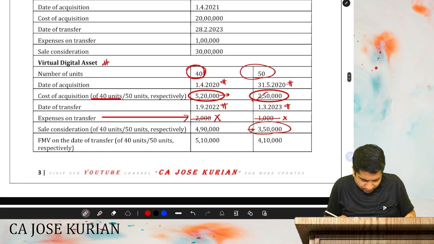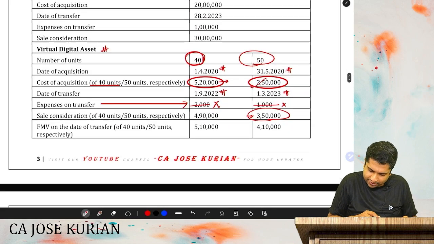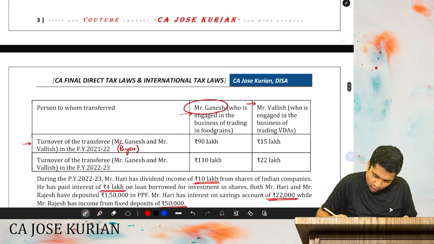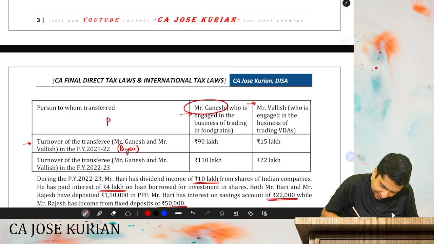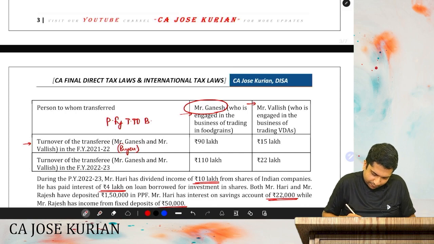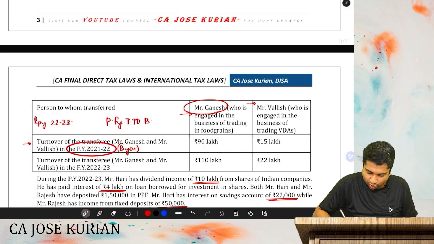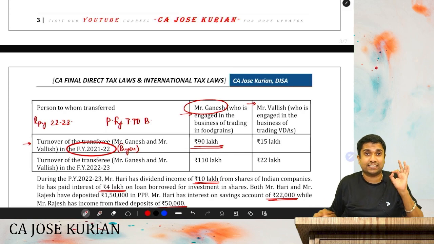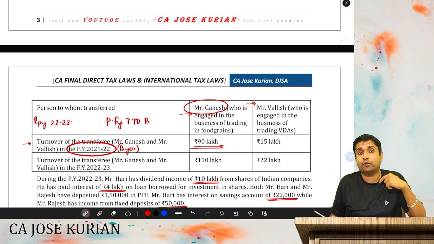Listen. These assets from Mr. Hari are purchased by Mr. Ganesh, who is engaged in the business of trading in food grains. For Ganesh, the total turnover from his business in the preceding financial year, that means the relevant PY in the question is 22-23, so the preceding financial year shall be 21-22, is 90 lakh. That means it is less than or equal to 1 crore. If it is less than or equal to 1 crore, then the threshold has to be 50,000.